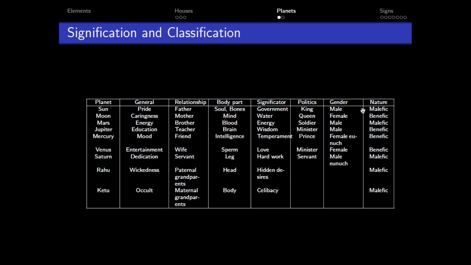Second planet is Moon. Moon represents caringness. In relationship, it represents our mother. Mind can be seen from the Moon. It signifies water. In politics, it represents a king, queen, and its gender is female. Moon is actually responsible for, in any female, inner beauty, caringness, lovingness, maturity. All these things are represented through Moon.